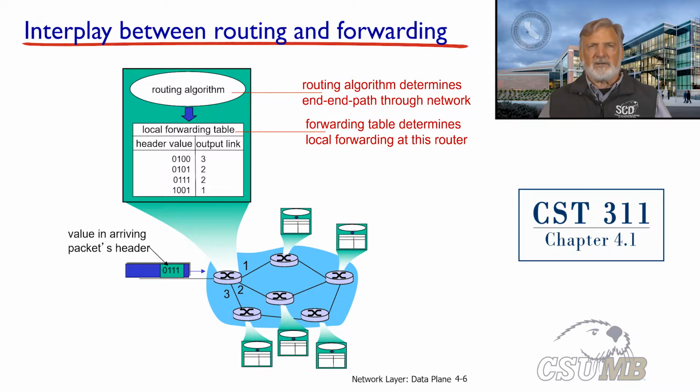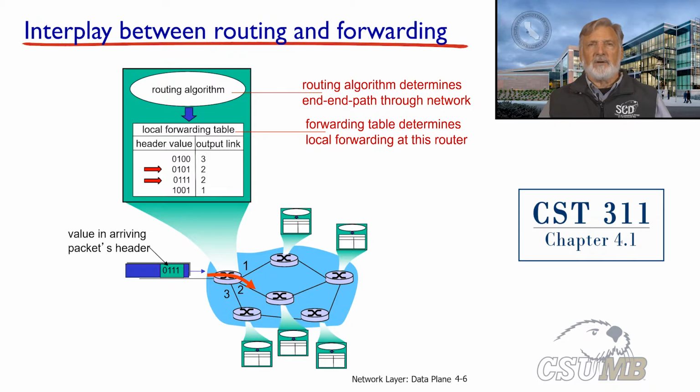Let's look more closely at this forwarding table. If the packet has an IP address of 1001, the router is going to send the packets to the output interface 1. If the packet has an IP address that equals 0101 or 0111, the router is going to send the packet to the output interface 2. To reiterate the important interplay between routing and forwarding, routing determines the end-to-end path, while forwarding determines the local forwarding decisions at the intermediate routers.